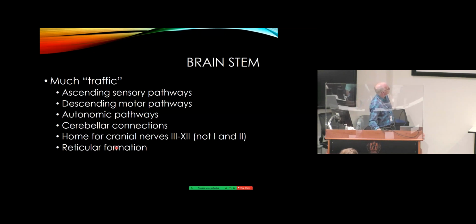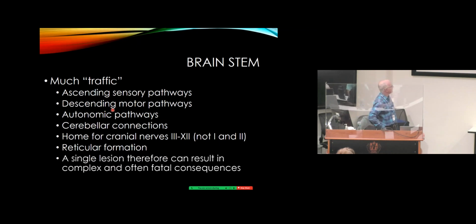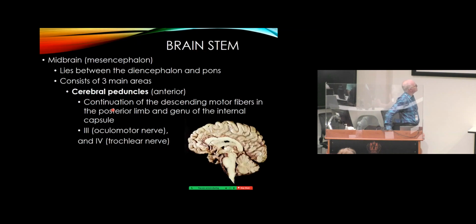Because there's so much happening here in the brainstem, you can have a very small lesion and the patient is devastated. You take the same size lesion and put it up in the brain, and it may be completely asymptomatic. So small lesions in the brainstem can have big consequences.